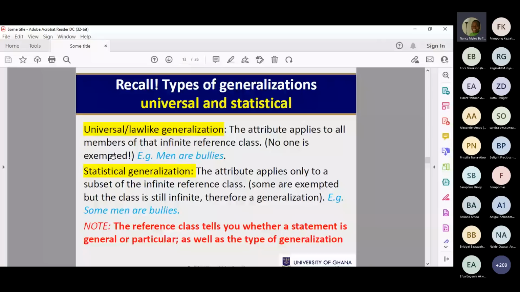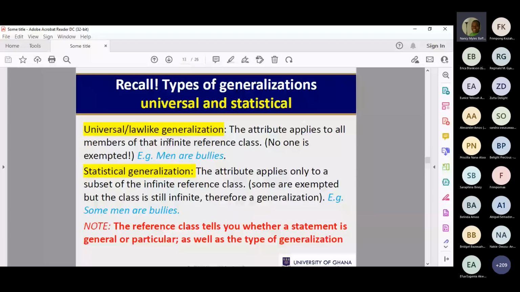One of them, universal or law-like. It means it leaves no member of this general set out. Everybody is affected by the attribute. Universal means applies everywhere. Law-like means it's like a law. The law is no respecter of persons, no exemptions. So if I speak this way, see, men are bullies. The general class is a general one, so it's a generalization. Which type? The one that will not leave any member out. It will not excuse anyone. The attribute affects all the members.